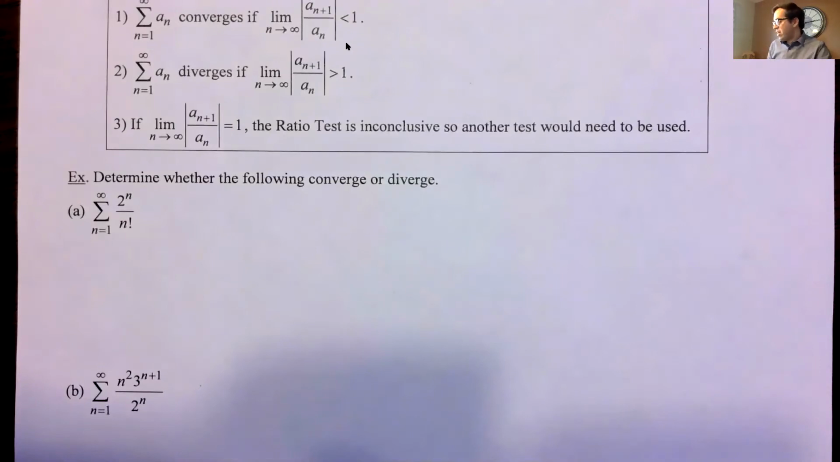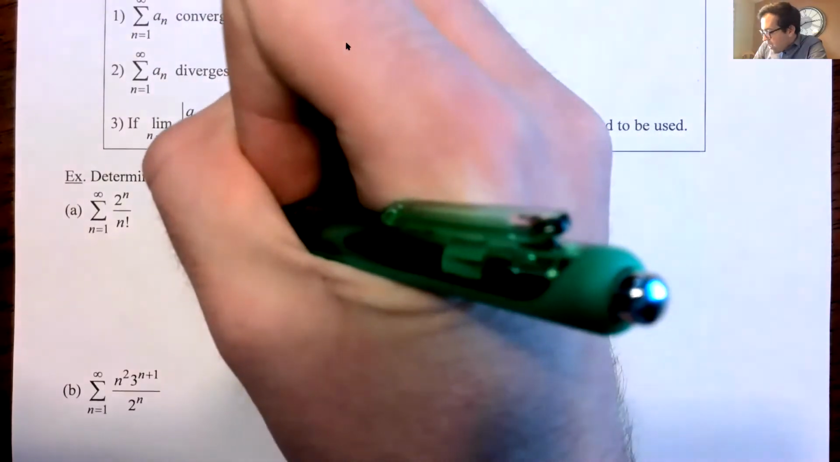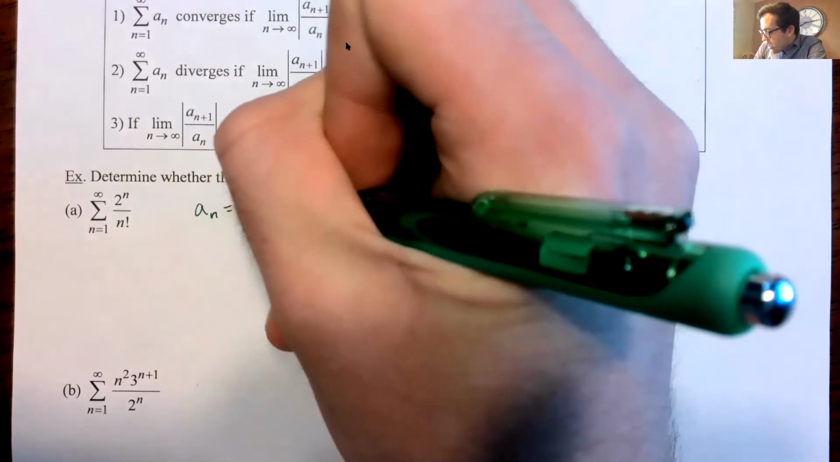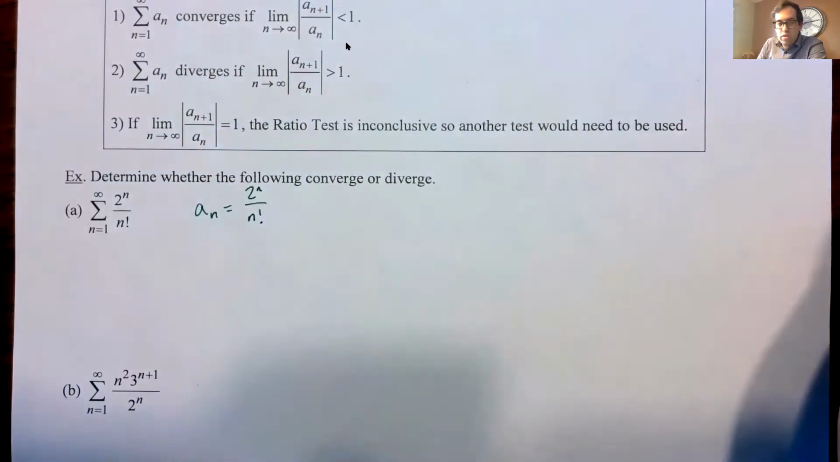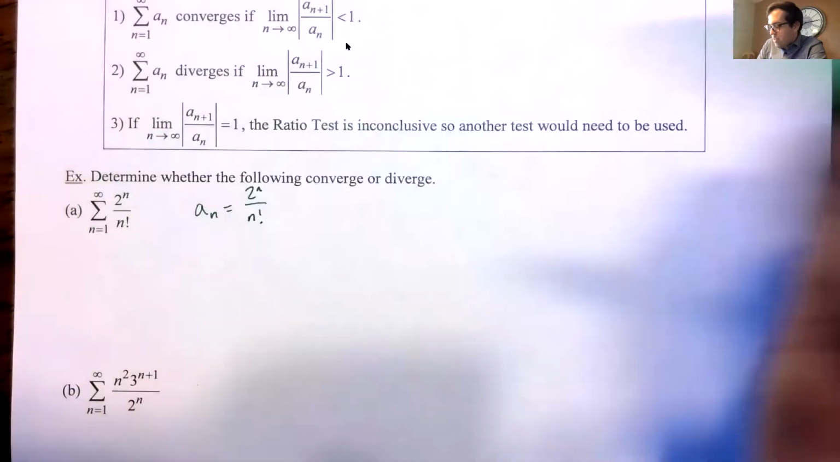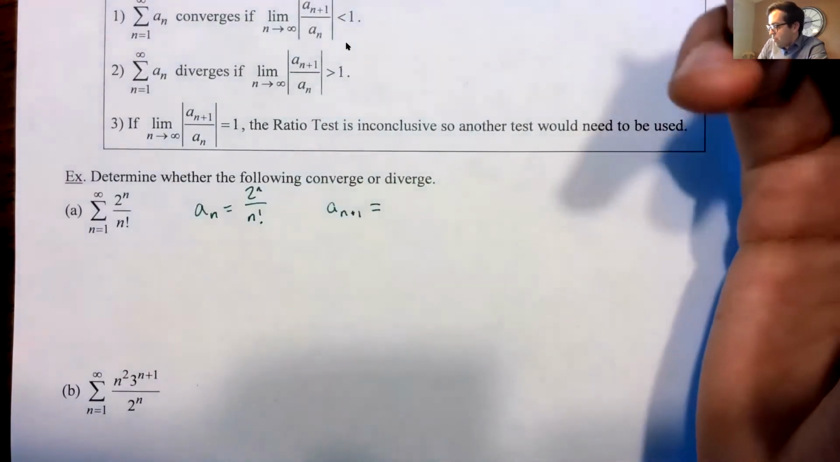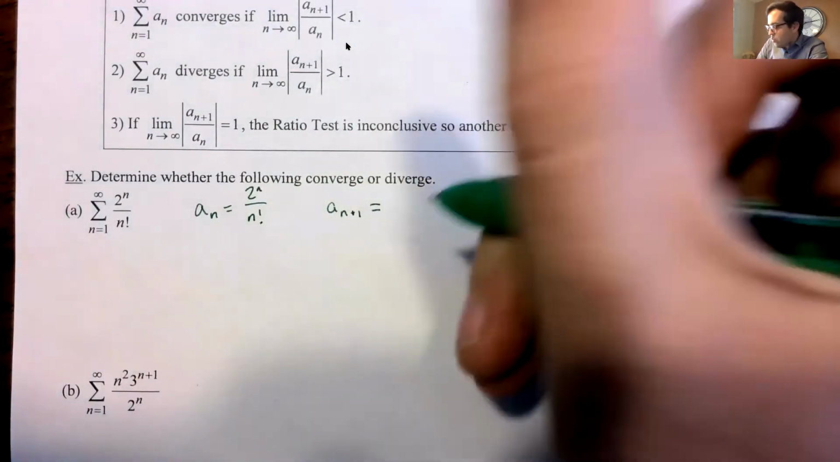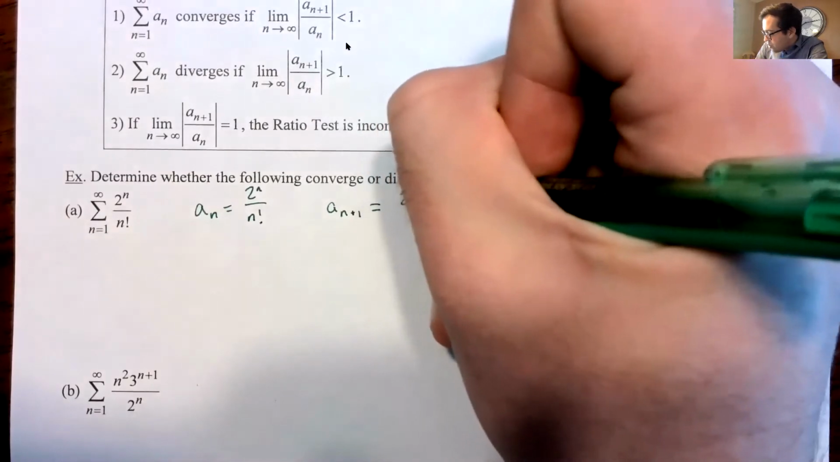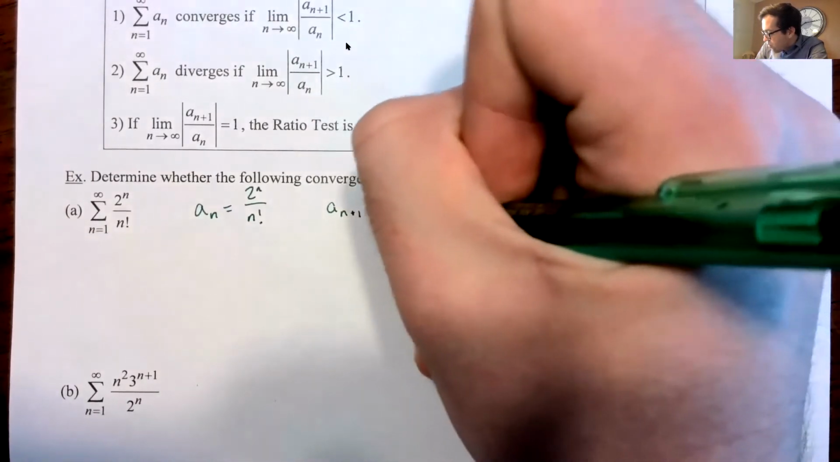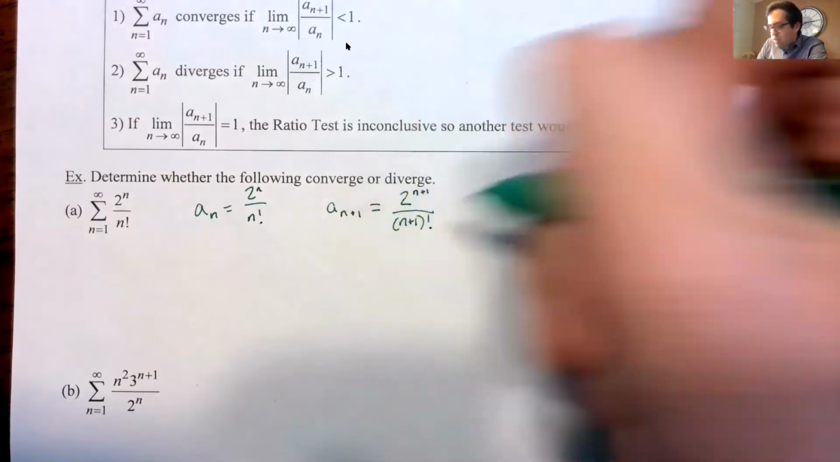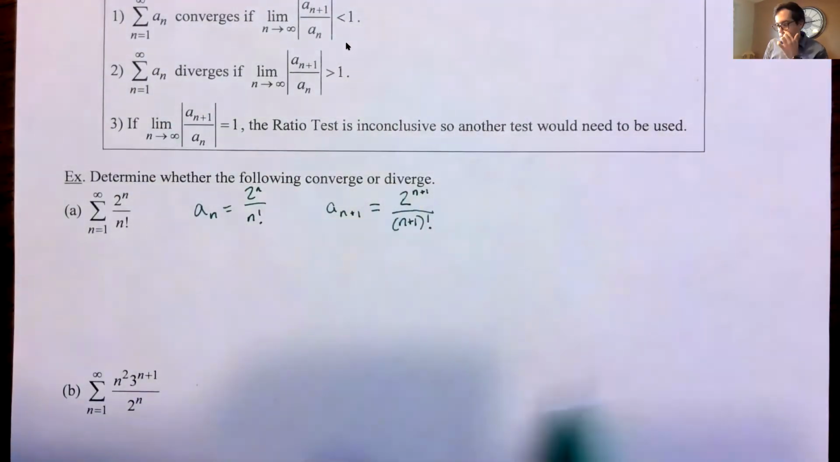So for letter A, our nth term is just going to be 2 to the n over n factorial. We're pulling that straight from the way that the series is initially written. If I wanted to write the term for n plus 1, I'm going to be replacing every n with an n plus 1 wherever it is in the term. So it's going to be 2 to the n plus 1 over n plus 1 factorial. It's important that we use parentheses there to show that the n plus 1, whatever that sum is, is really what we're taking the factorial of.